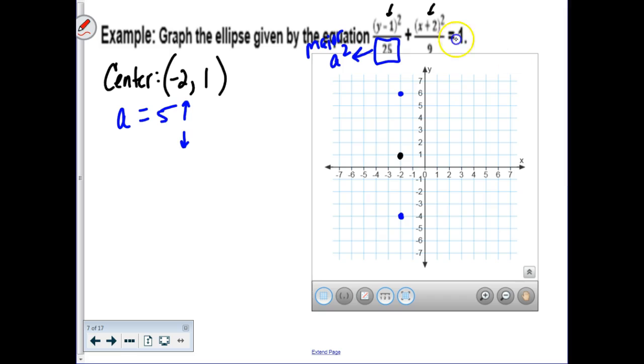All right, so then the other denominator, this is your minor axis. It's going to help you find your minor axis. And that is represented right now by b squared. So if 9 is b squared, that means b must be 3. So the minor axis is underneath the x factor, which means you're going to move left and right 3 units from the center. So 1, 2, 3, boom, and 1, 2, 3, boom.